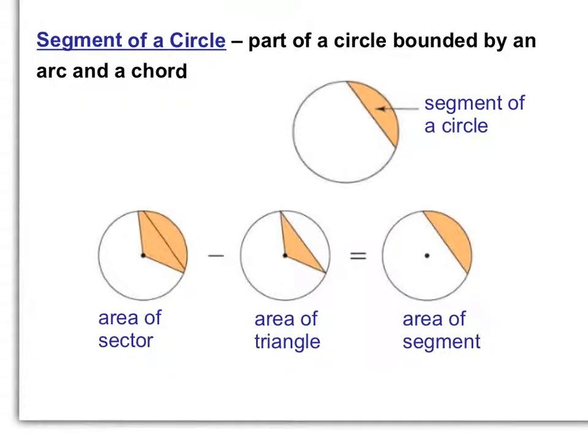The segment of a circle is a part of a circle bounded by an arc and a chord. So in the first circle, that is the shaded region on the right. That's our segment of a circle. If we want to find the area of the segment, we first find the area of the sector, then subtract the area of a triangle, and we have the area of the segment.